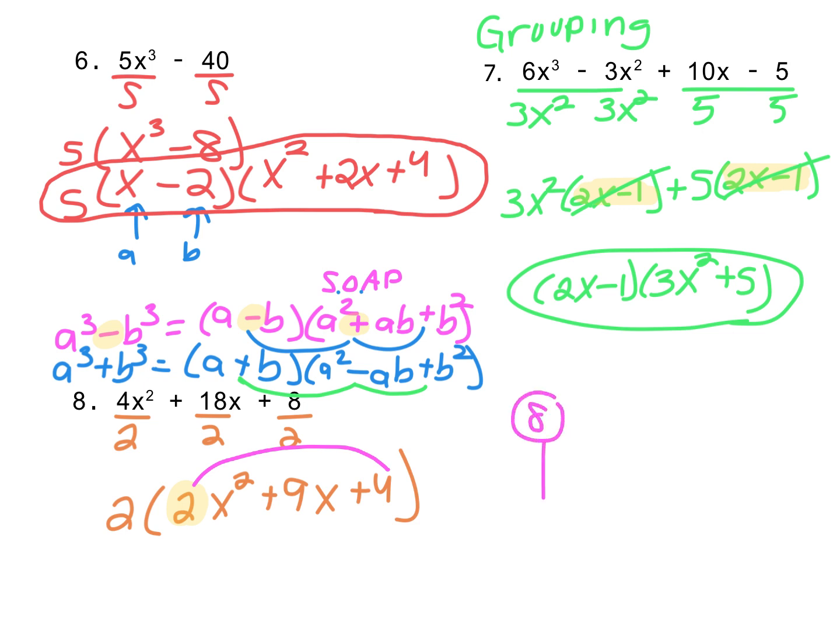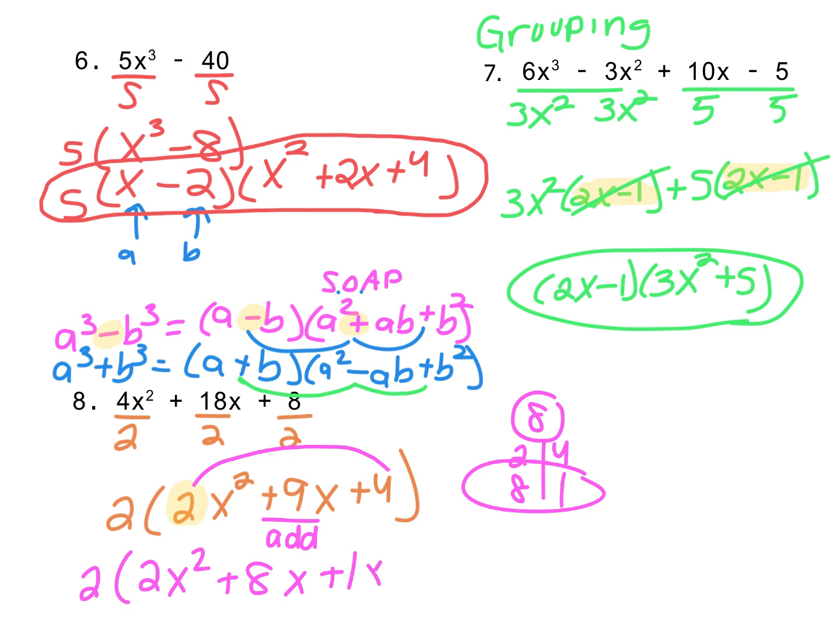I then look for numbers that multiply to 8. So 2 and 4, 8 and 1. Those numbers need to add to the middle. So that would be 8 and 1. So I'm going to change my 9x to be 8x plus 1x. And the reason I can do that is because 8x plus 1x adds to equal 9x. Then I just do factor by grouping the rest of the way now that I have 4 terms.